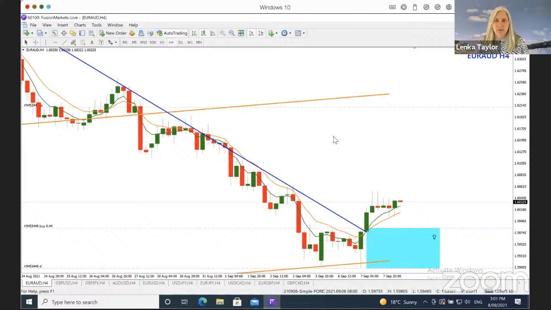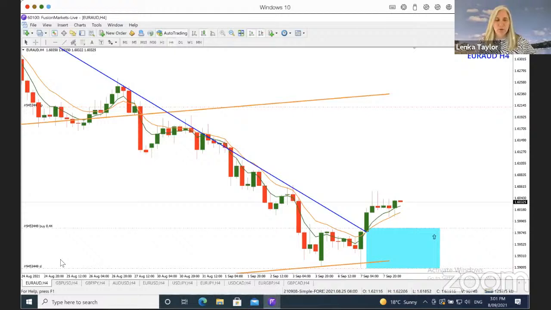So I'm going to share my screen now. All right, so I'm going to go through the first 3 trades. I'm already in those trades.